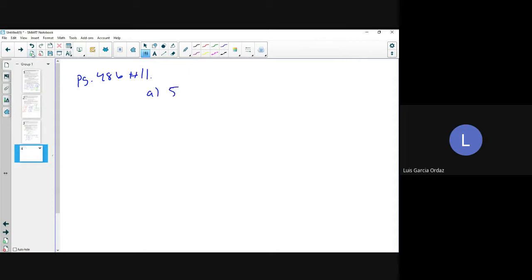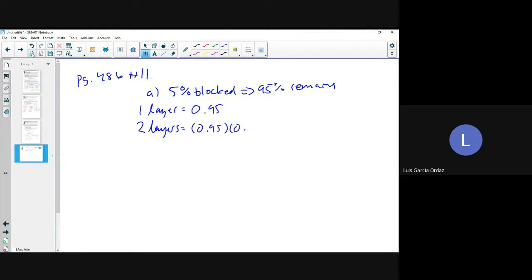So if we have 5% blocked, this means that 95% remains, okay? So if we have one layer, we have 95% visibility. If we have two layers, we have 0.95 times 0.95 visibility. And if we have three layers, we have 0.95 to the power of 3 visibility. Now we can just come up with an expression based off of this. So the thickness intensity, so Ti, is equal to 0.95 to the power of x.